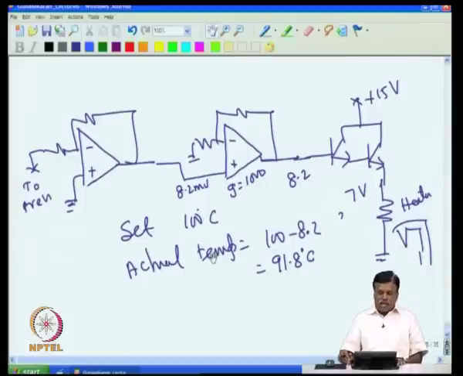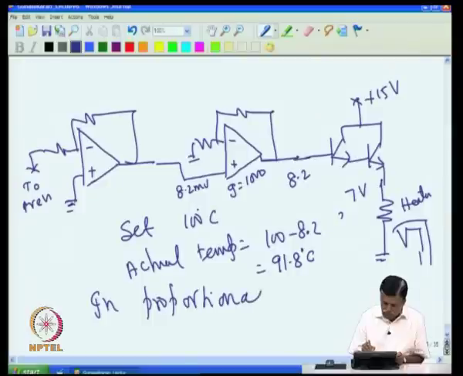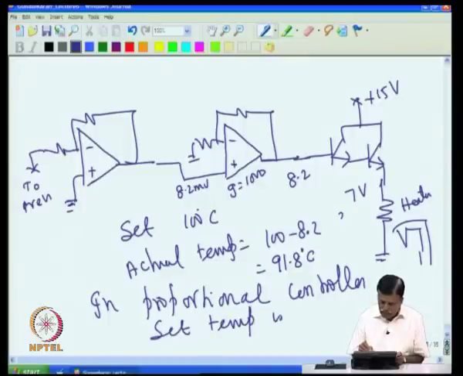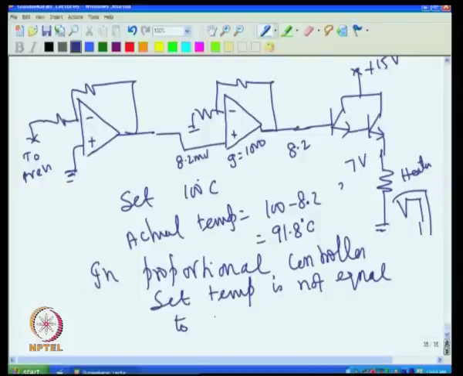This error voltage creates another issue in the proportional controller that is much more serious than what we have discussed so far. The error by itself is not a serious problem, the secondary effect of the error is the problem. So the point to be noted at this stage is that in a proportional controller, the set temperature is not equal to the actual stabilized temperature.